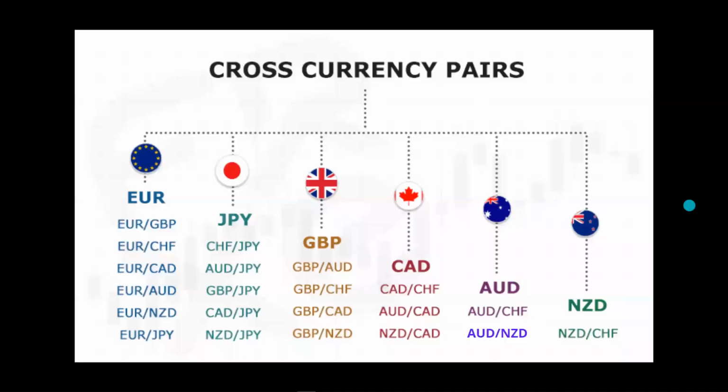Now, let's move on to the cross-currency pairs or minor pairs. Currency pairs that do not contain the US dollar are known as cross-currency pairs or simply crosses. Historically, if we wanted to convert a currency, we would have to first convert the currency into US dollars and then into the currency which we desired.